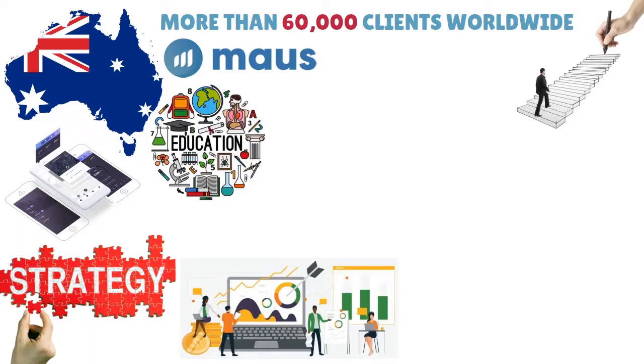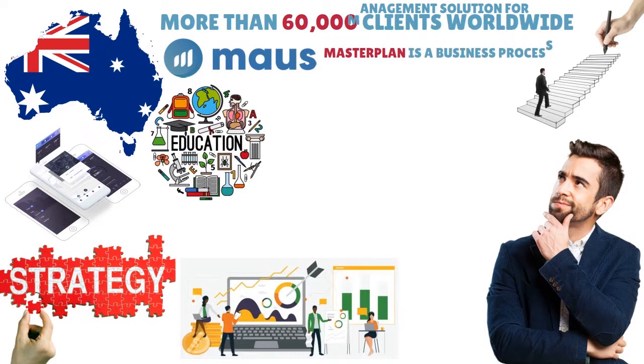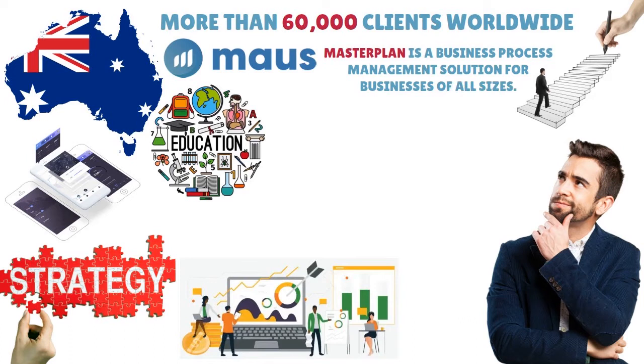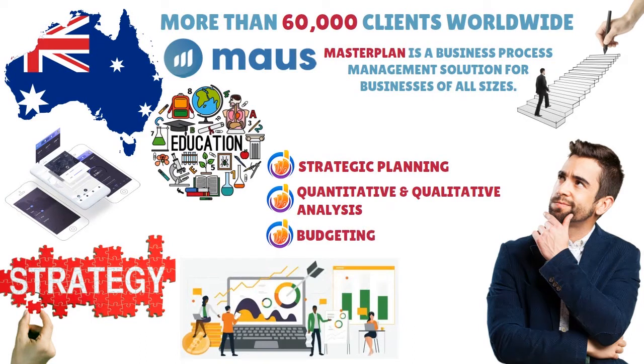One thing I want to say here is that when you think about Master Plan, what is the Master Plan? A Master Plan is basically a business process management solution for businesses of all sizes. I'm talking about startups, mid-sized businesses, small businesses, large enterprises, not a problem. And a Master Plan offers services such as strategic planning, quantitative and qualitative analysis, budgeting, and others. The software was designed and launched by MAUS Business Systems, headquartered in Kiwi Land, Australia, of course.